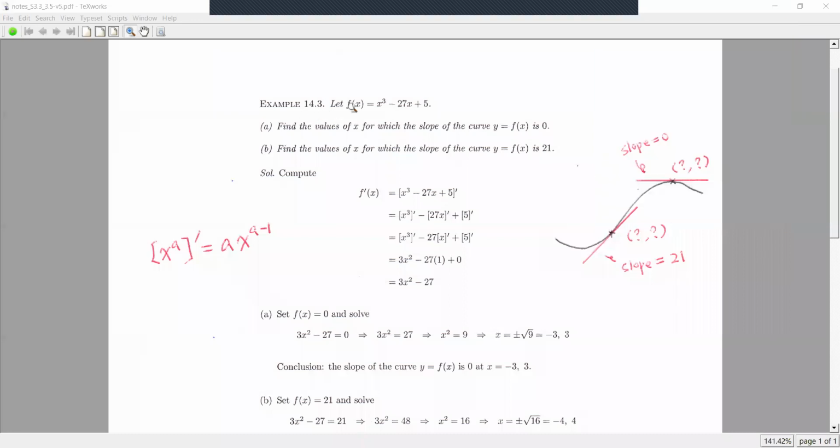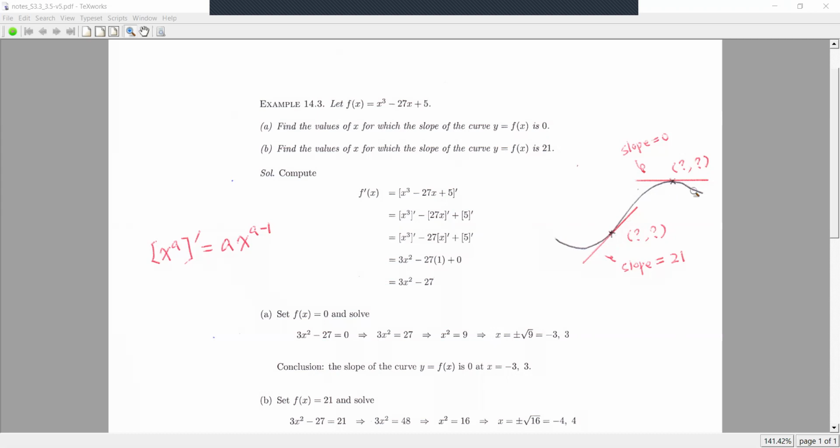Example 3. Let f be this polynomial. Part A, find the values of x for which the slope of the curve is 0. The slope of the curve means the slope of the tangent line to the curve. Part B, find the values of x for which the slope of the curve is 21.